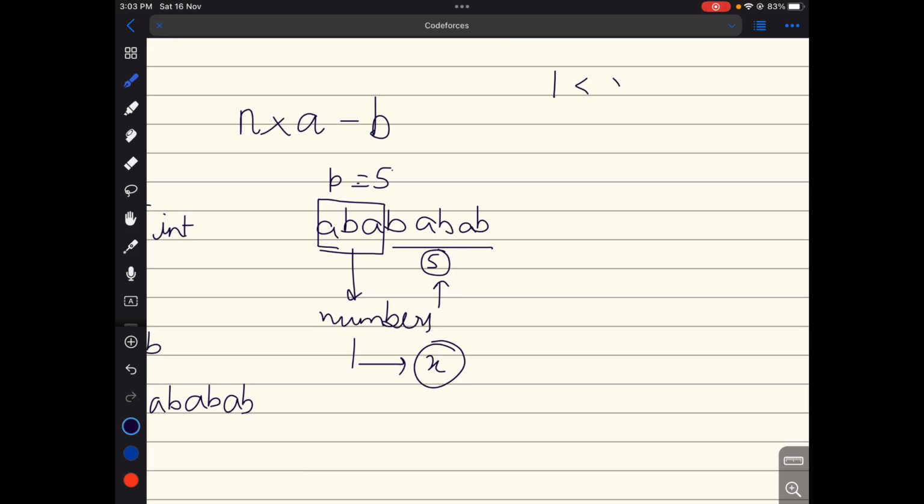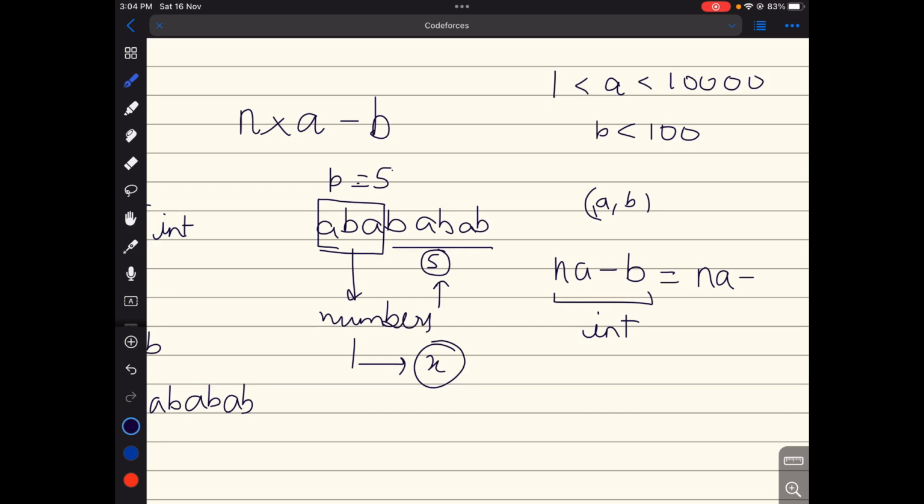Given the value of a is up to 10,000 and the value of b is up to 100, we want to find out the pairs a comma b for which the value n times a minus b for integer equals n times a minus b for string, right?